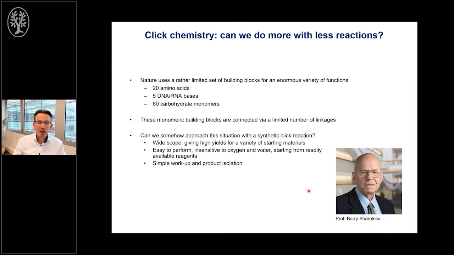Would there be a way to do similar things, but then with a new reaction, a synthetic reaction, a click reaction, if you wish? And so a reaction that is wide in scope, works well for a variety of compounds or materials, that is easy to perform, insensitive to oxygen or water, and that also goes with a simple workup and product isolation.